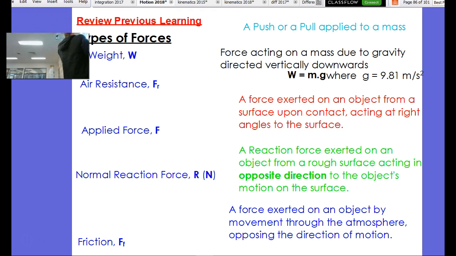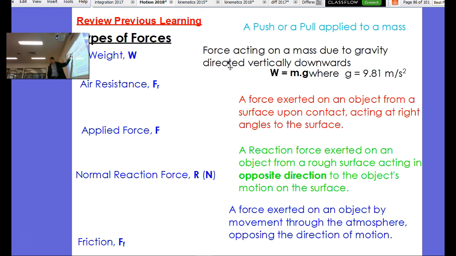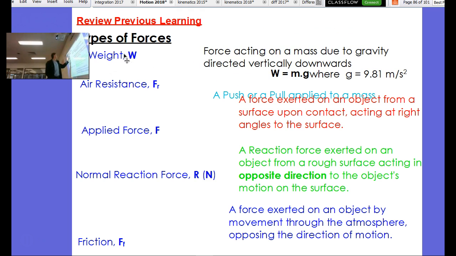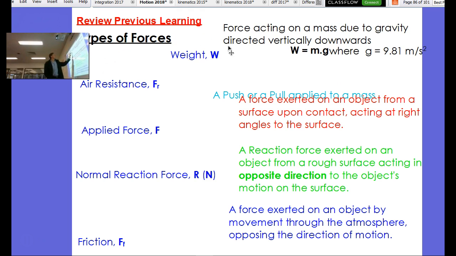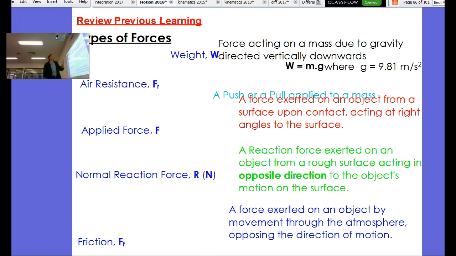So what do we have? Weight force. What is the definition or meaning of a weight force? Mitchell? Yes, acting on a mass. What does it depend on, the weight force? Absolutely. So that aligns with that definition right there, yeah? So weight force here, force acting on mass due to gravity, directly vertically downwards.